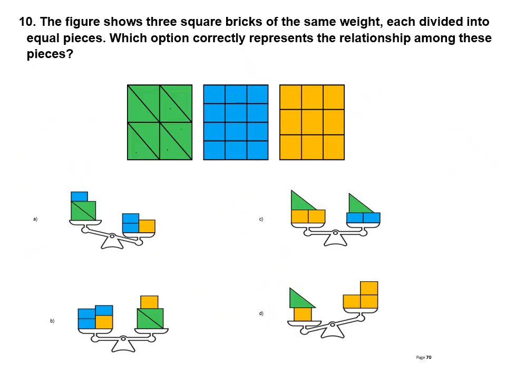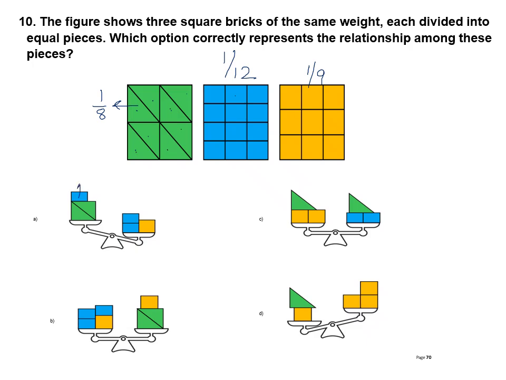Let's start with the 10th question, the last question for the day. The figure shows 3 square bricks of the same weight, each divided into equal pieces. Which option correctly represents the relationship among these pieces? If we see the first figure, we have 1, 2, 3, 4, 5, 6, 7, and 8. So each part is 1 by 8. Here it is 12 pieces, so each part is 1 by 12. And here are 9 pieces, each part is 1 by 9. And we have to now see which option represents the correct relation.